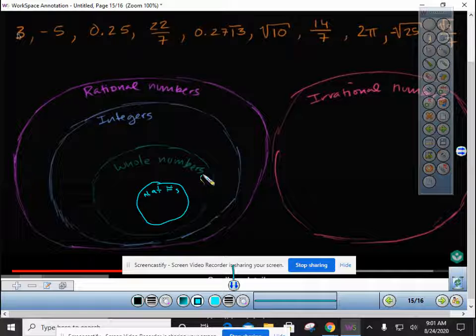So are natural numbers and whole numbers the same thing? Yeah. Then why do they have two separate categories? Which one's different? Natural numbers. Well, they're different from each other.